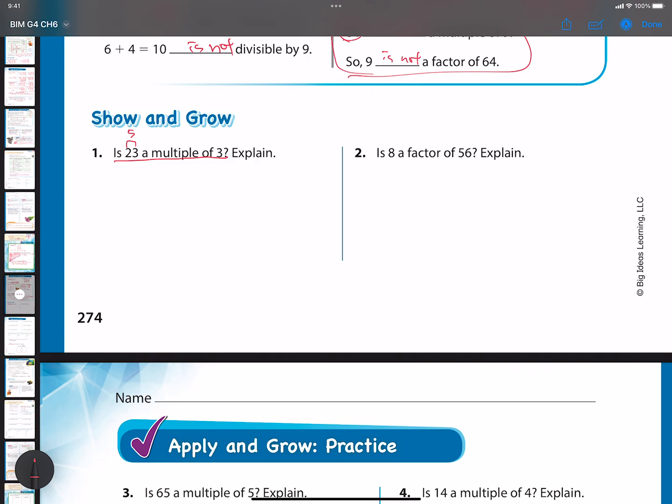We can list. Do we need to? All right, so 3, 6, 9, 12, 15, 18, 21, and 24, dot, dot, dot. But we already passed 23, so we don't have to write down more than that. So the answer is no. This is the explanation: the multiples of 3 are 3, 6, 9, 12, 15, 18, 21, 24. 23 is not in there. So 23 is not a multiple of 3.